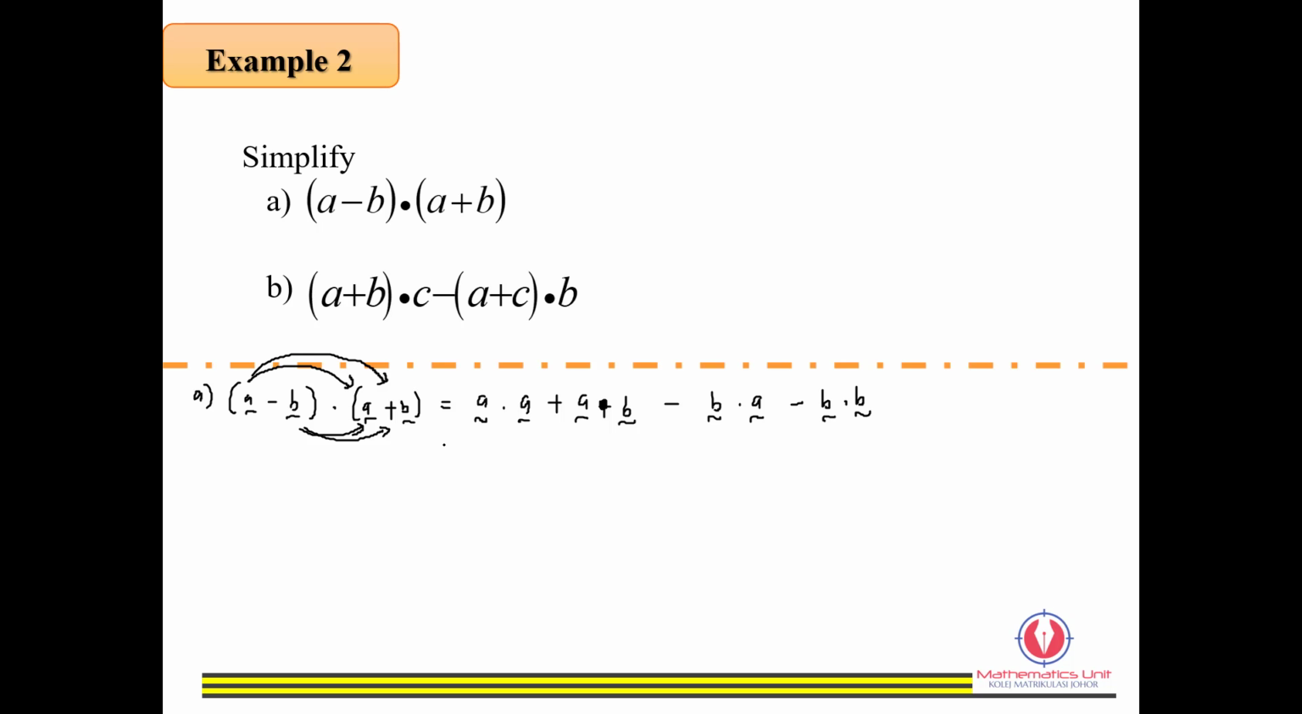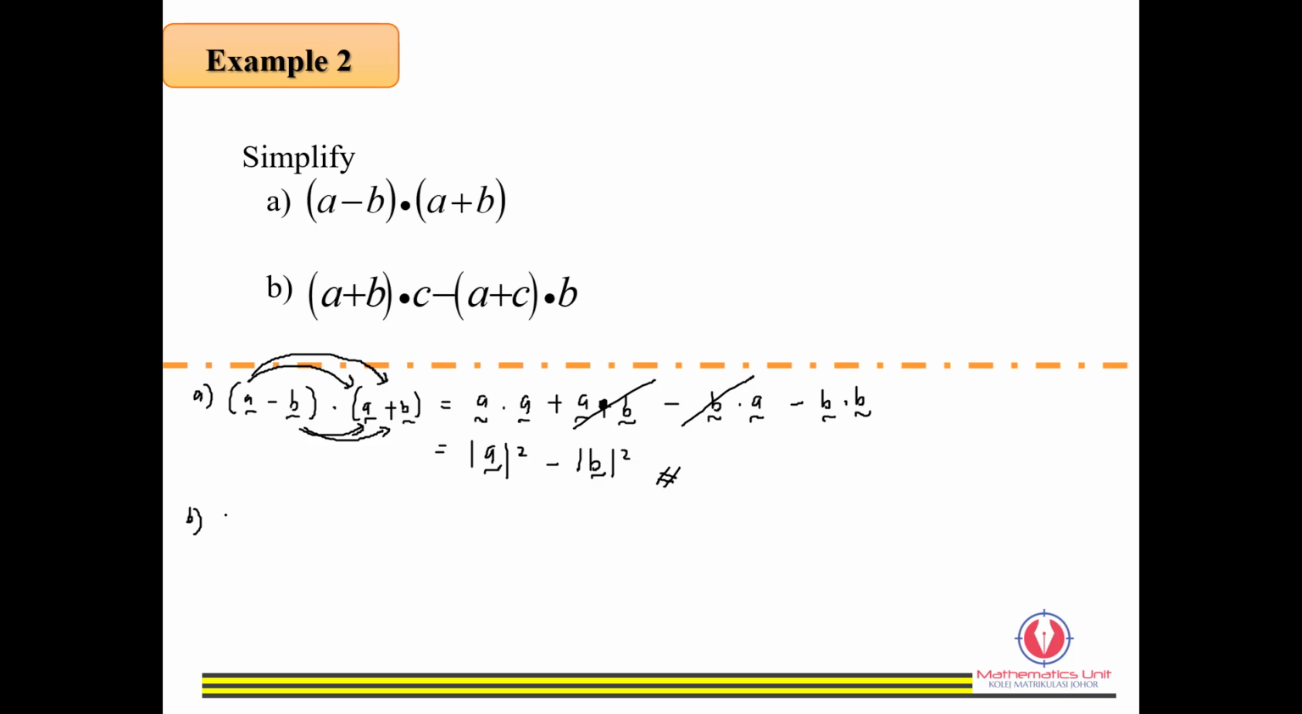So as you can see, we can use the properties of the dot product, which is A dot A is equal to magnitude A squared. And A dot B is the same as B dot A. So it's plus and minus, so we can cancel off these two. And the last one, B dot B is equal to magnitude B squared. So this is the simplest form.